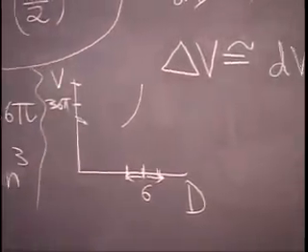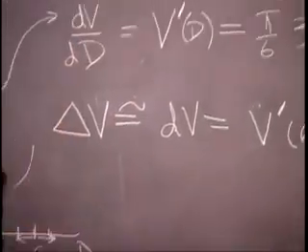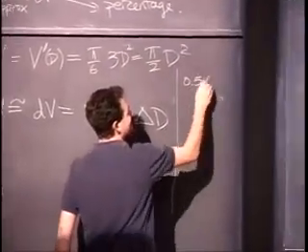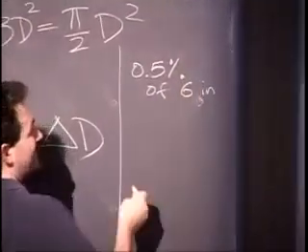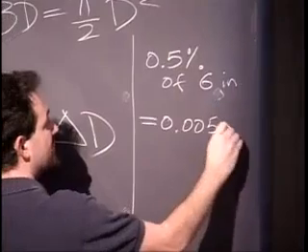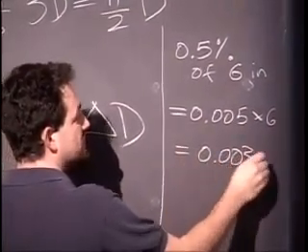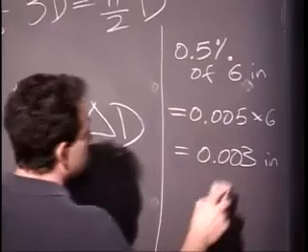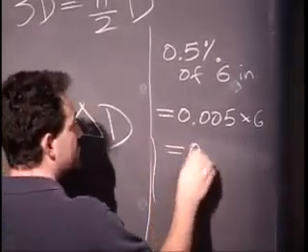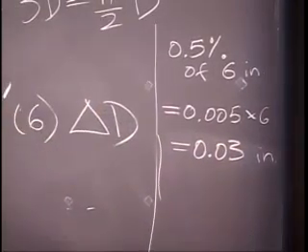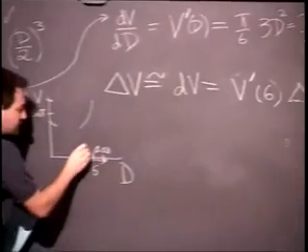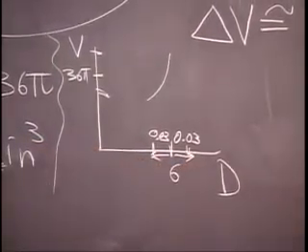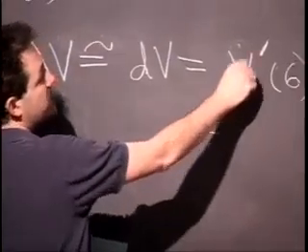So what is delta D? Well, it's 0.5% of 6 inches. So I better take a little sidebar over here and say that 0.5% of 6 inches is actually equal to 0.005 times 6, which is equal to 0.003 inches. So in absolute terms, I've measured, is that correct? 0.003, it's not 0.003, it's 0.03. I was out by a 0. Right, so I've measured it to 6 plus or minus 0.03 on either side. So the true value is somewhere between 5.97 and 6.03.